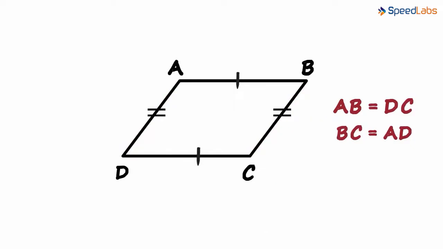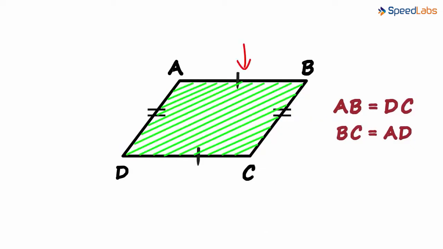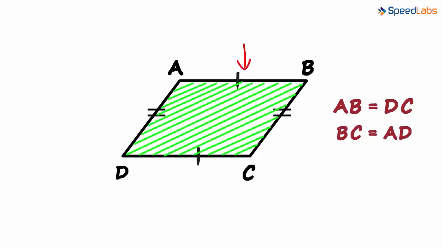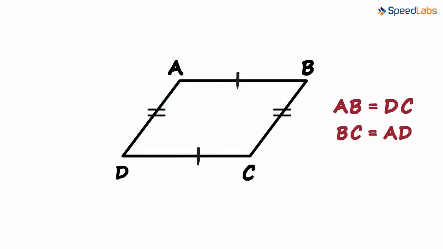We need to find the area of this parallelogram. Let us assume DC is the base. To find the area of this parallelogram, we need to do a bit of construction. We draw an altitude from point A to the base DC, like this, and we call this altitude AE.